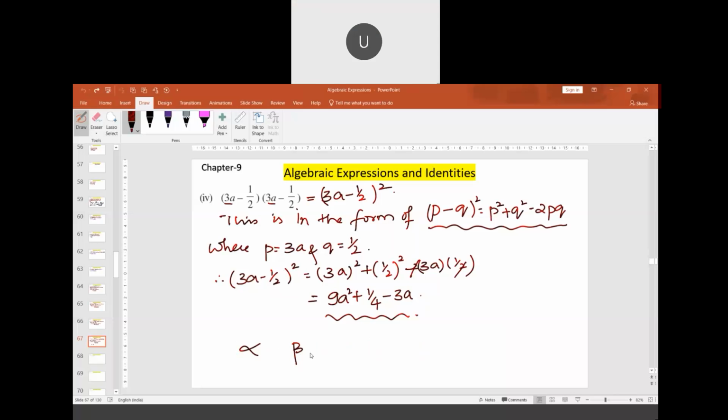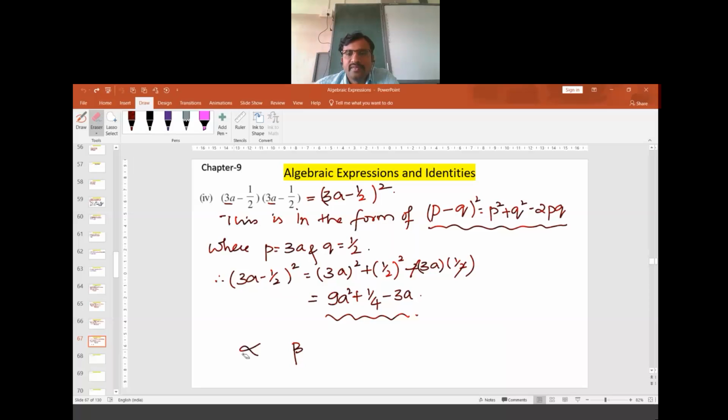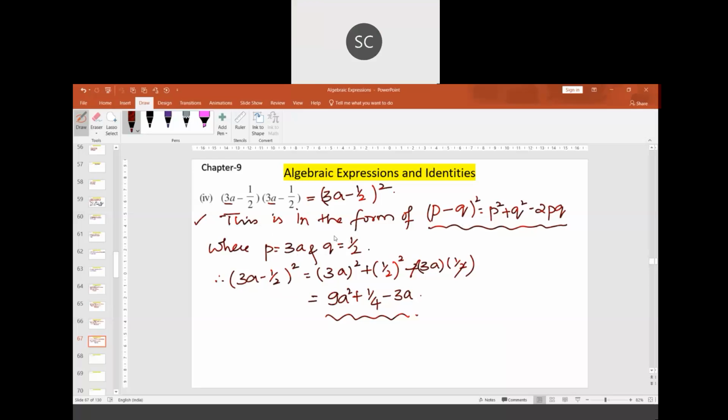Somebody was asking, should we write the sentence in the beginning, this is in the form of? Yes, I told you this is compulsory because this type of question is asked for 3 marks, and we expect you to write this is in the form of something where p is, q is. This should be written.